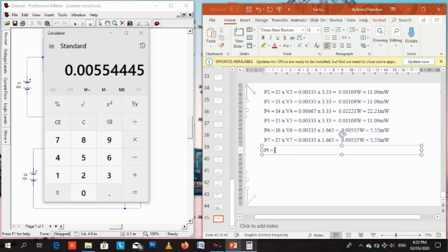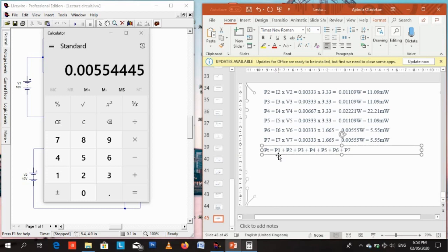But this only applies to total power, not total voltage and not total current. Total current has some rules that govern it. Total voltage has rules that govern it. But total power, you just add all the individual powers together. I added P1 there. P1 shouldn't be there, since we don't have a P1. We're starting from P2 to P7. So it's P2, P3, P4, P5, P6 and P7.